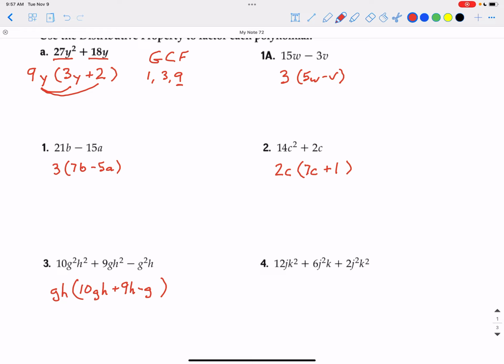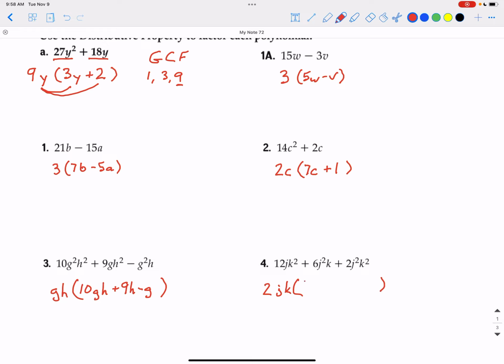Then finally, question 4. What goes into 12, 6, and 2? Well, a 2 does. And all three terms contain at least one j. This one only has one j, so that means I can only factor out one j. And they all contain at least one k, but since the middle term only has one k to factor out, I can only factor out one of the k's. So 2jk gets factored out. And then we divide to see what's left over inside of parentheses.